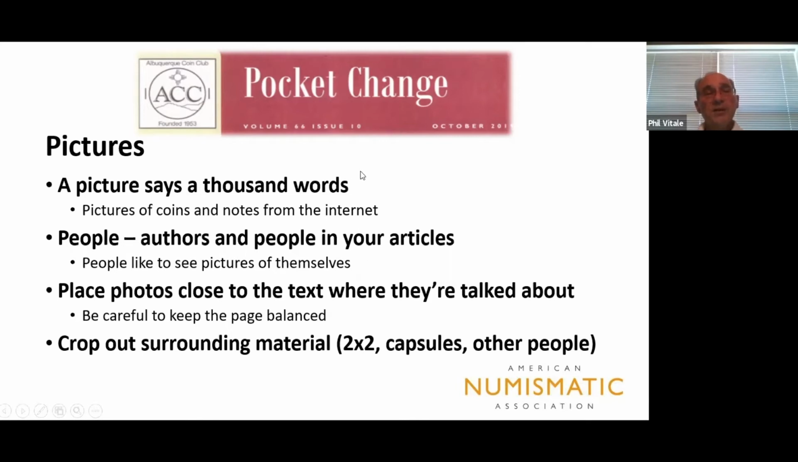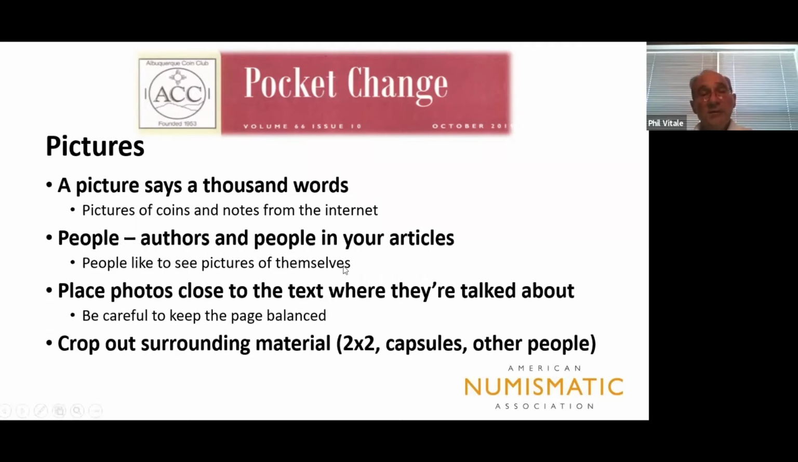Always put pictures of people, authors, and the people you're talking about in your articles. People like to see pictures of themselves and pictures of who you're talking about. I did an informal survey. Well, I'll talk about that in a minute. So try and place your photos near the text that you're talking about them. And be careful to keep the page balanced.